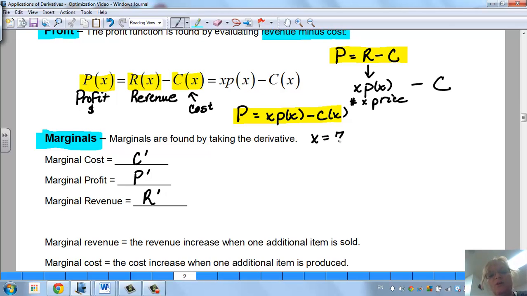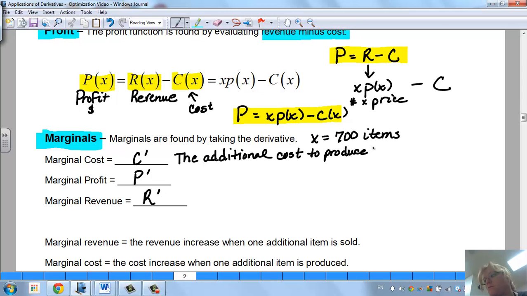So let's pretend we had 700 items of something. We're going to sell it. Okay, we can call them feasels if you will. C prime would mean the additional cost to produce the 701st item. That's what C prime would mean. So if I have X is 700, I want to know, okay, what additional cost for one more item?